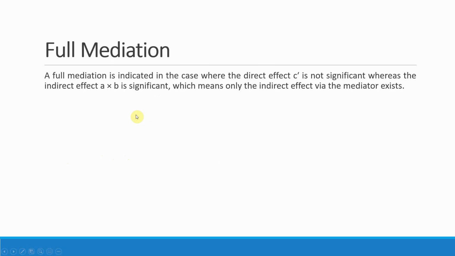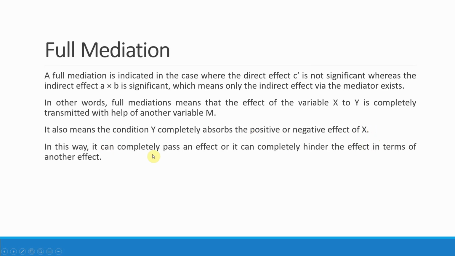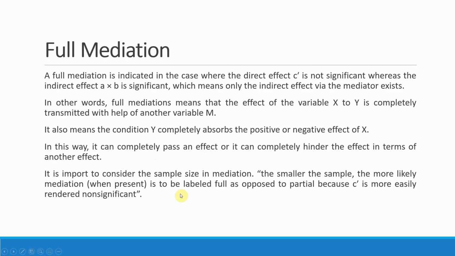Now what is full mediation? A full mediation is indicated in the case where the direct effect, that is the effect of IV on DV in the presence of the mediator, becomes insignificant. And now we are saying that the total effect of IV on DV is passing through the mediator, and this is full mediation. Now it also means that Y, or condition Y, completely absorbs the positive or negative effect of X. In this way it can completely pass the effect through the mediating variable, which is the other variable in our study.